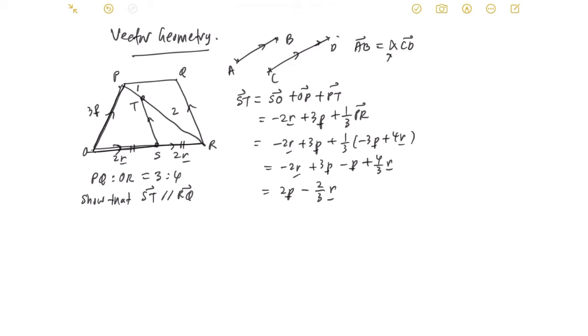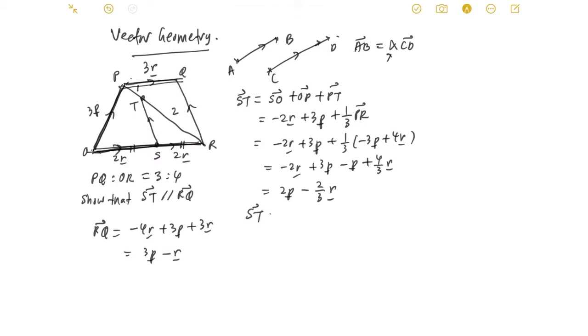So I know vector ST already. Now I also need to find vector RQ. RQ means I go R to O, O to P, P to Q. By the way, PQ to OR is 3:4, so PQ should be 3R, because the whole thing is 4R and this is 3R, and the ratio is 3:4. So RQ will be minus 4R plus 3P plus 3R. If you put it together, you get 3P minus R.